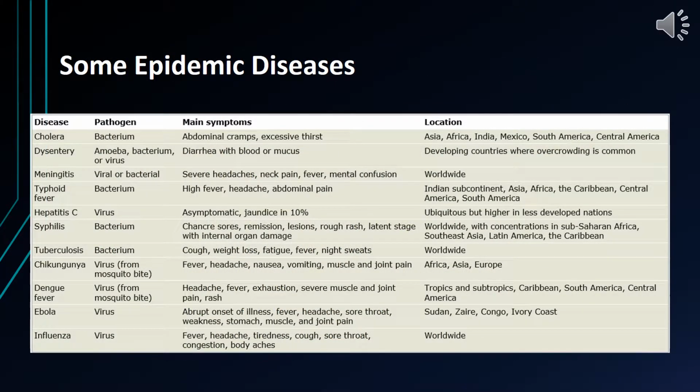So here is a list of some epidemic diseases along with the pathogen responsible for causing them, the symptoms, and the location. We're not really going to look too far into this list, but it will be helpful in the following slides because we're going to go over what sort of pathogens cause these diseases. So you don't really need to worry too much about the symptoms or the location.